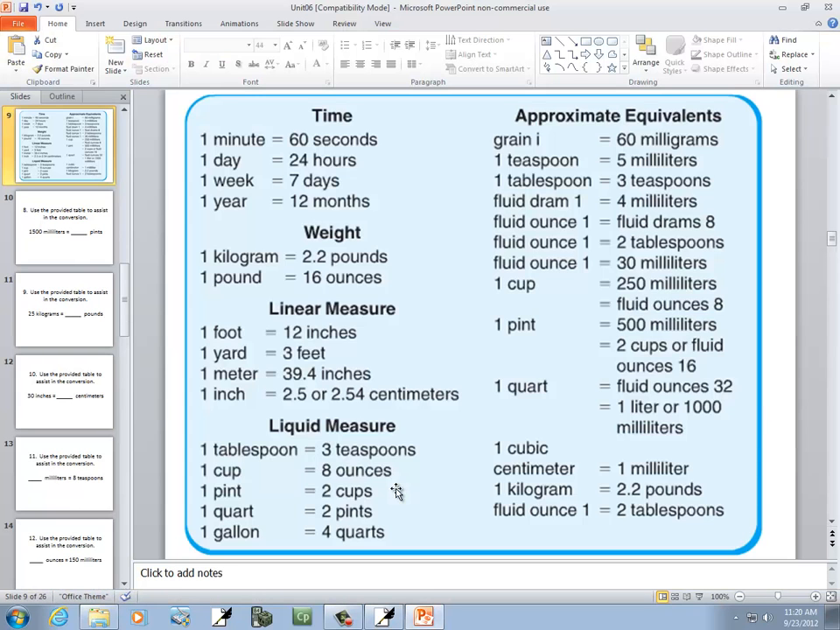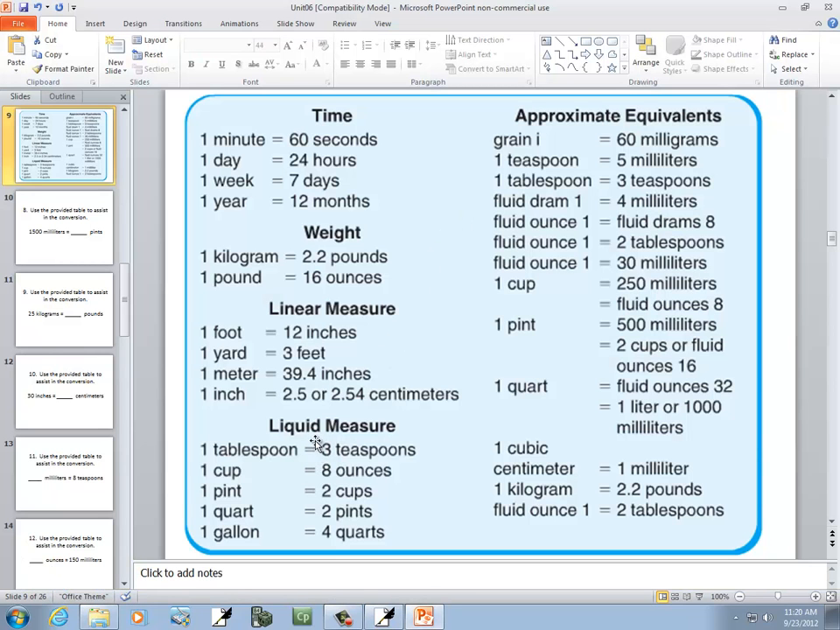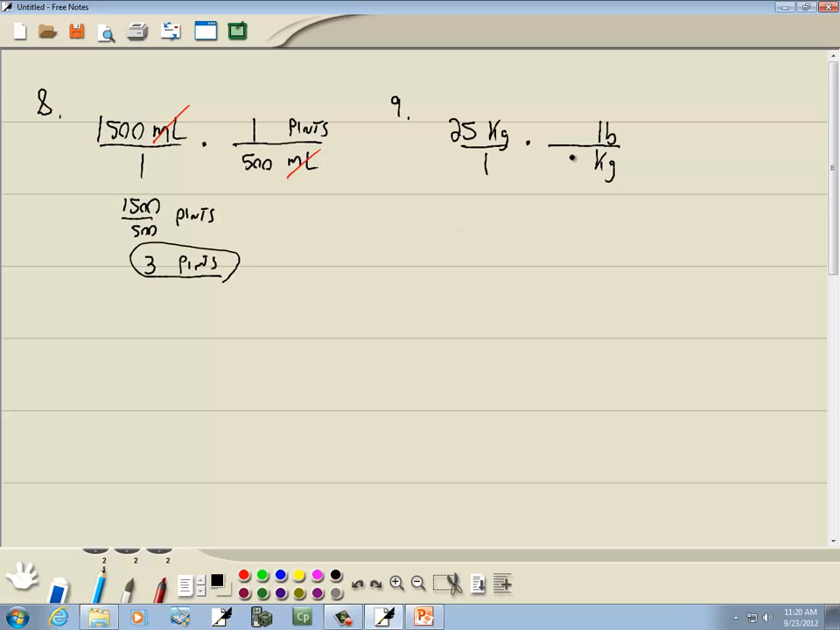Okay, so let's go up. I'm looking for a tie between pounds and kilograms. Here it is. 1 kilogram is 2.2 pounds. So 1 kilogram is 2.2 pounds. Well, the kilograms cancel there. And 25 times 2.2, I'm not going to do those by hand. It's equal to 55 pounds. And that's your answer.